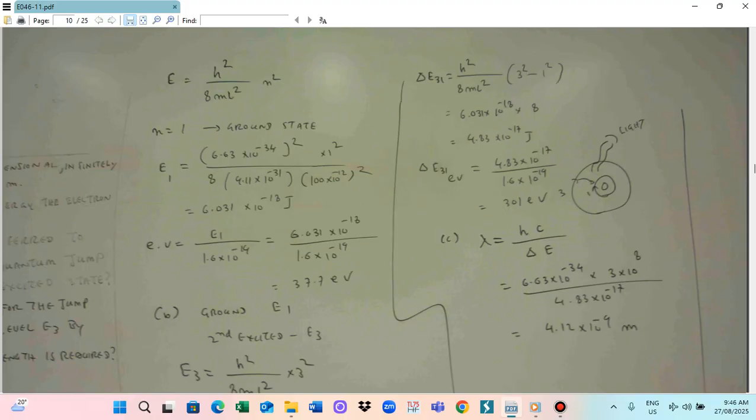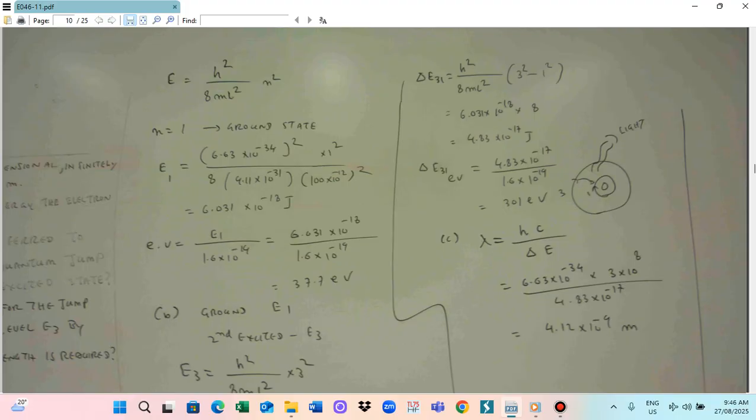Planck constant h can be substituted as 6.63 × 10^-34. Velocity of light is 3 × 10^8. So this is what we substitute for the wavelength: 6.63 × 10^-34 multiplied by 3 × 10^8, divided by 4.83 × 10^-17. By solving this, the wavelength will be 4.12 × 10^-9 meter.